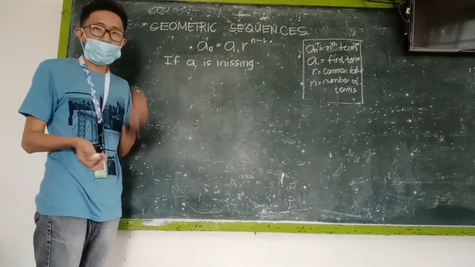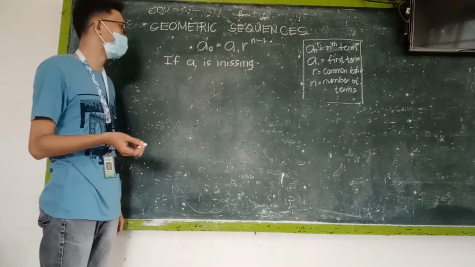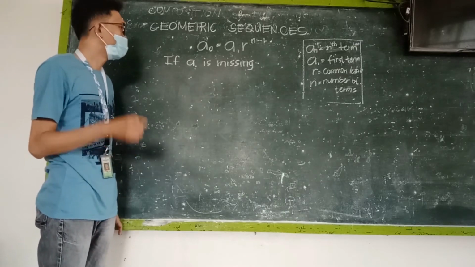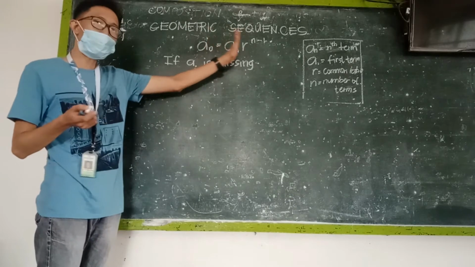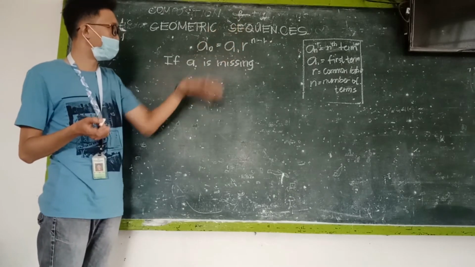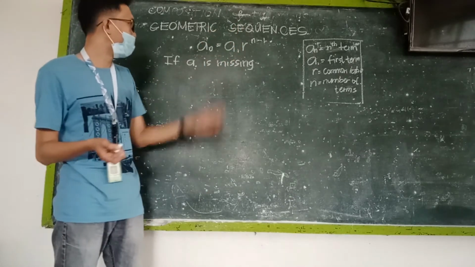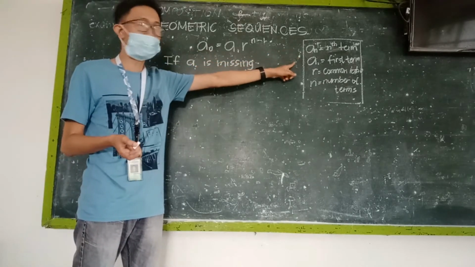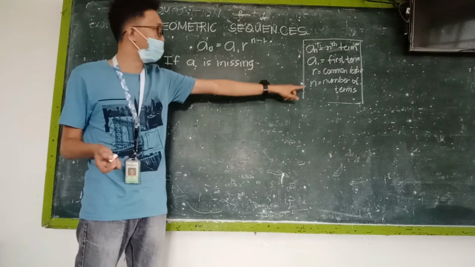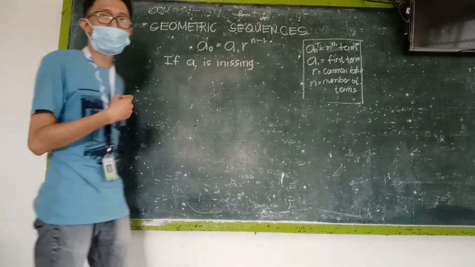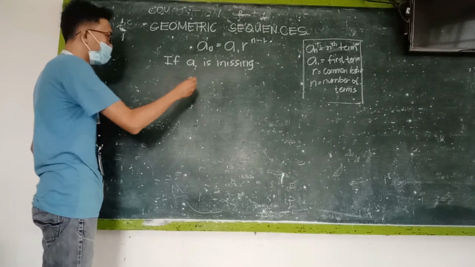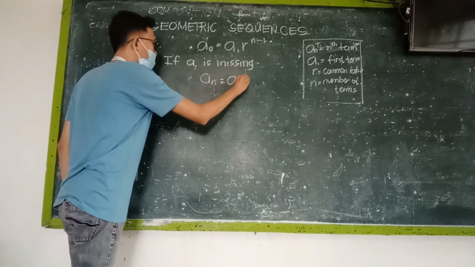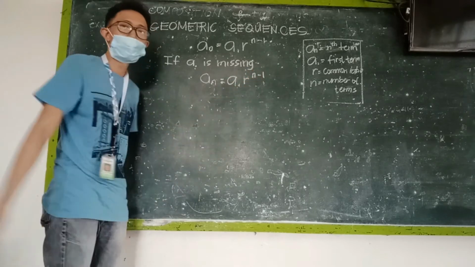If a sub 1 is missing o yung first term ang nawawala, we will derive the formula na matitira na sa right side of the equation is ang a sub 1. Tandaan natin na ang a sub n is the nth term of the sequence, a sub 1 the first term, r the common ratio, and n the number of terms in the geometric sequence. So if a sub 1 is missing, so we have a sub n is equal to a sub 1 r to the power of n minus 1.